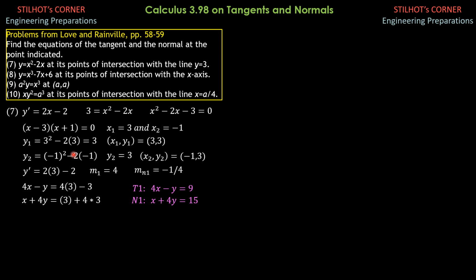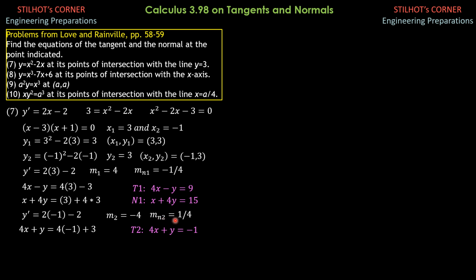Next, for the second point of tangency, which is negative 1, 3, the slope is 2 times negative 1 minus 2, and therefore it is negative 4. The slope of the second tangent is negative 4, so the slope of the second normal is negative 1 over negative 4, so it is positive 1/4. The equation of the second tangent, therefore, is in the form 4x plus y equals 4x2 plus y2. That is 4x plus y equals 4 times negative 1 plus 3. So the second tangent, 4x plus y equals negative 1.